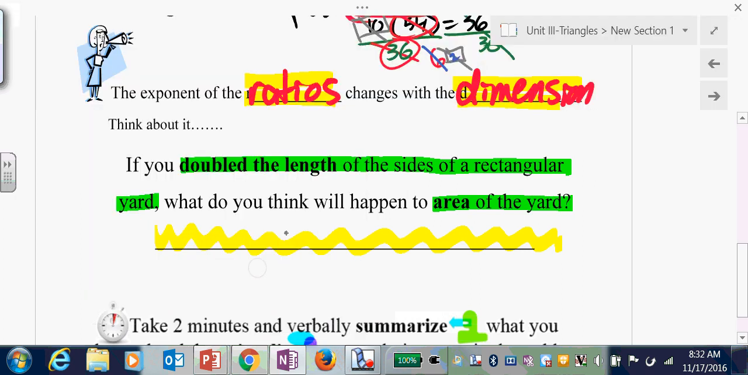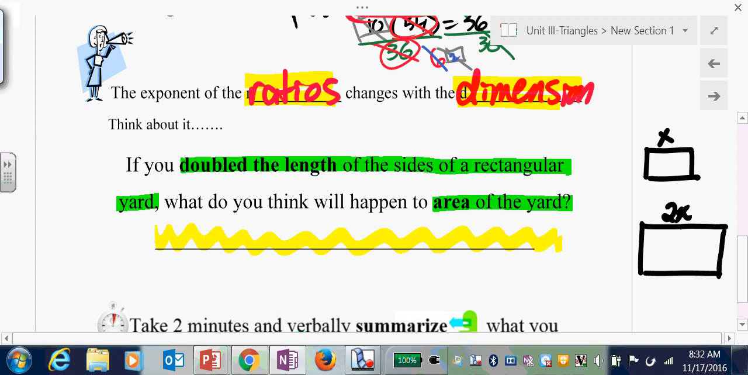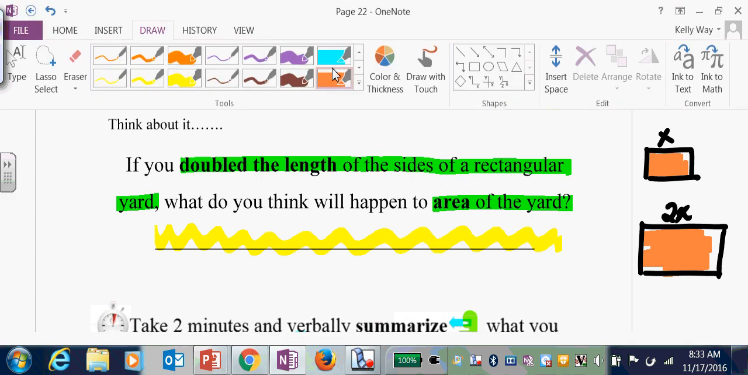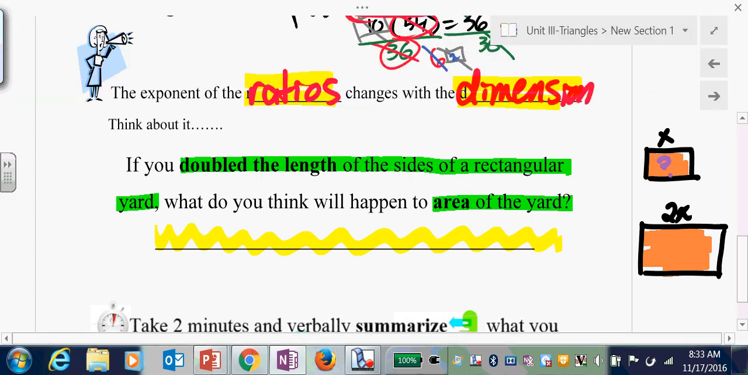So, for example, if you had a yard length like this, and then we doubled every edge length. So if this were X, this is now 2X. Ask yourself, predict, what would happen to these areas? I'd like you to write a prediction. What would happen to those areas given this circumstance?